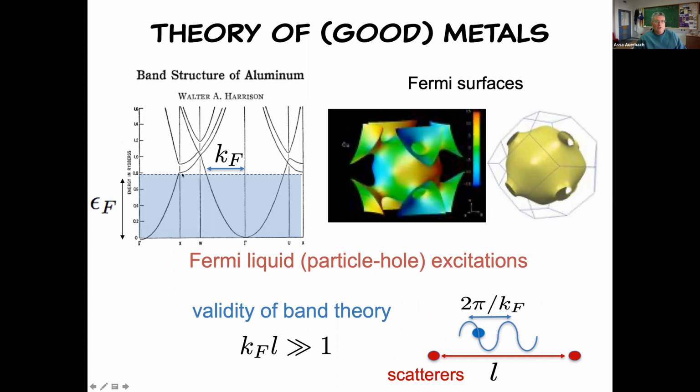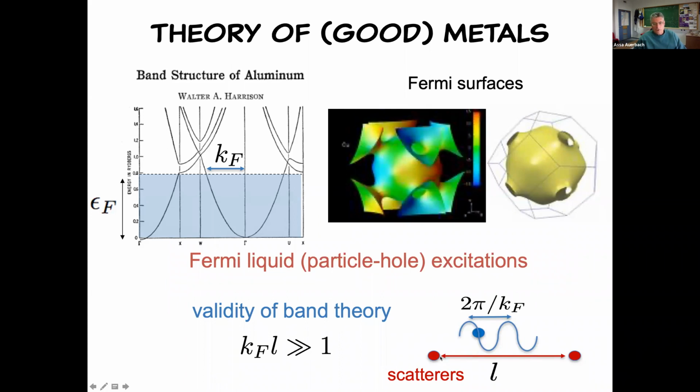At low temperatures, you're really discussing only the k states very close to the Fermi level. However, all this theory that was written here, these beautiful pictures, are only valid if the scattering length is much larger than the wavelength at the Fermi level. So here, if your wave vector is k_F, then your wavelength is 2π over k_F.